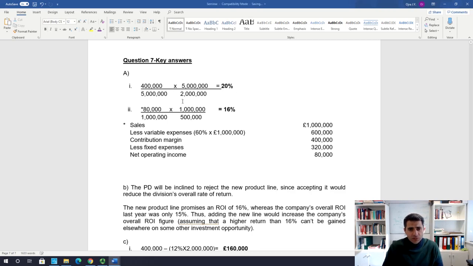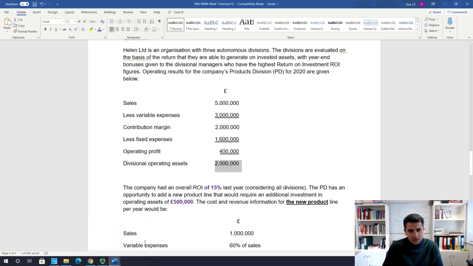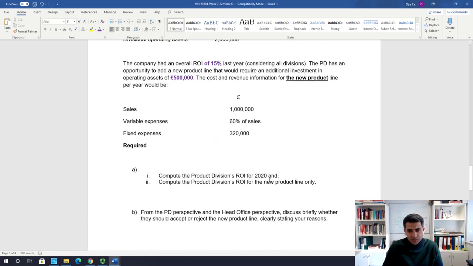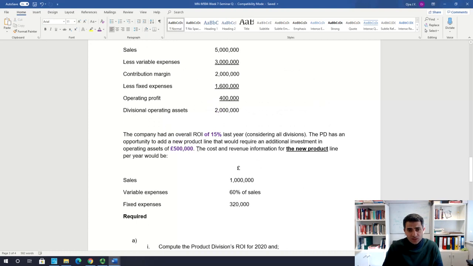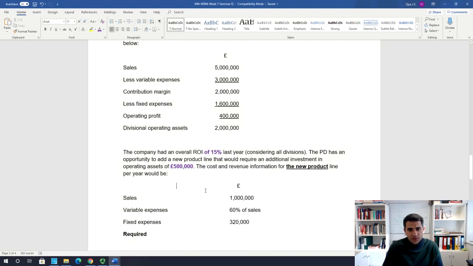Now, the second question asks you to calculate it based on what? Based on the product line. Where is the question? Here we go: calculate ROI for the new product line only, right? So what does that mean? This means do not add the 500,000 on top of the 2 million.